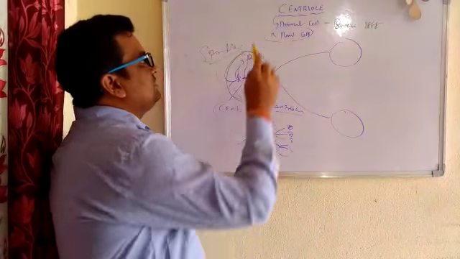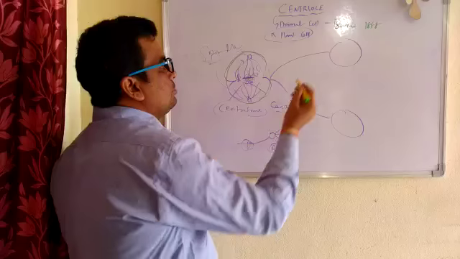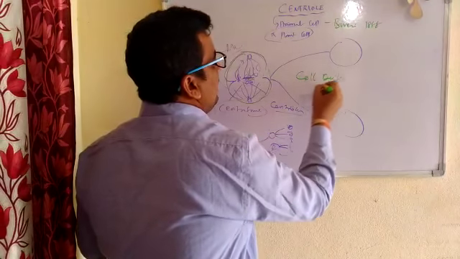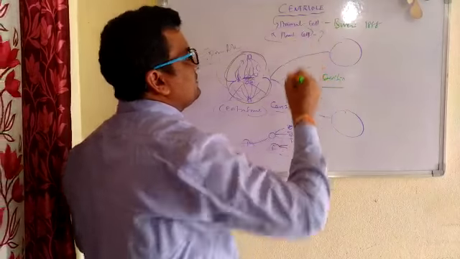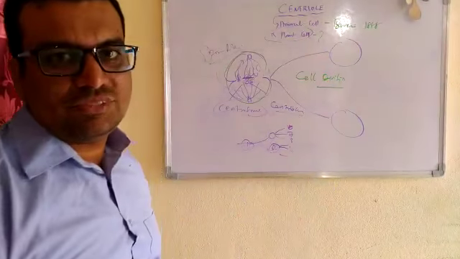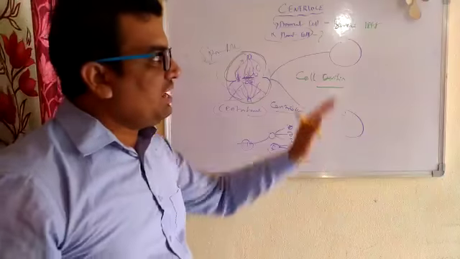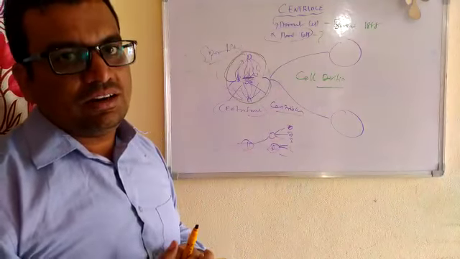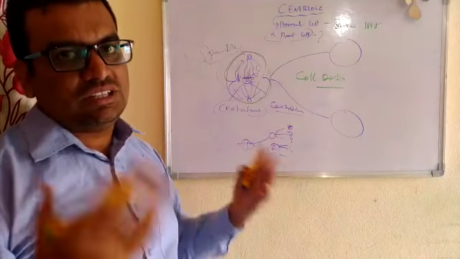Okay children, centrosomes are nothing but centrioles. They help in what? Cell division. And what about the plant cell? Plant cells do not possess any centrioles. Then how do they divide? Do they divide or not? These questions we can get.